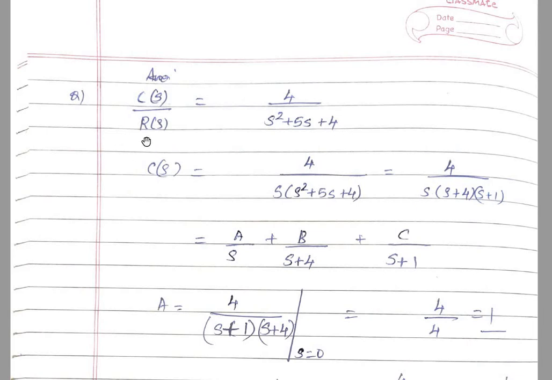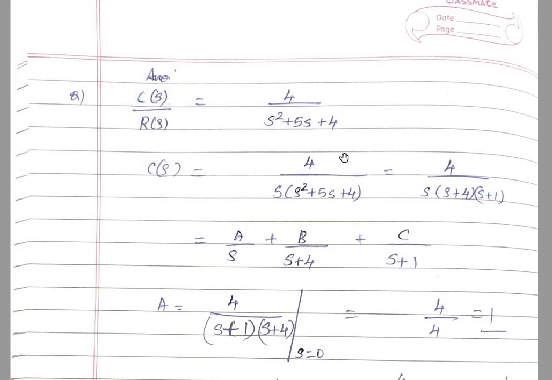Now, what is our R of s? The system is excited with a unit step input. You can see that in the question. In the question they have asked us to find the step response of the system. So, if they have asked us to find the step response and they have not specified any value of gain or other parameters, we can always take unit step response.